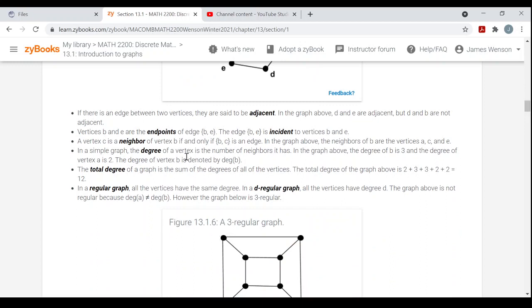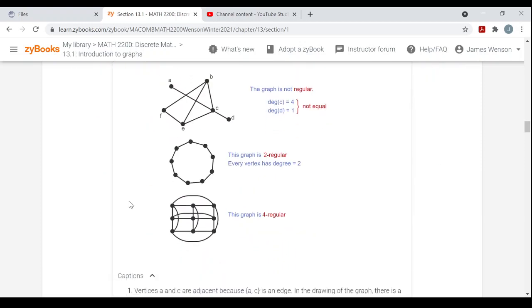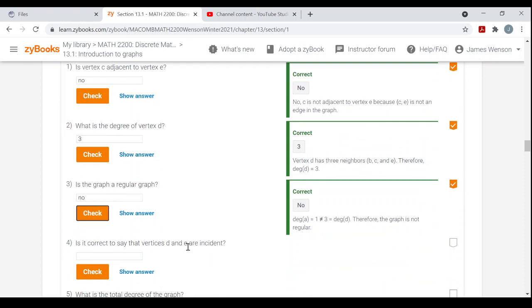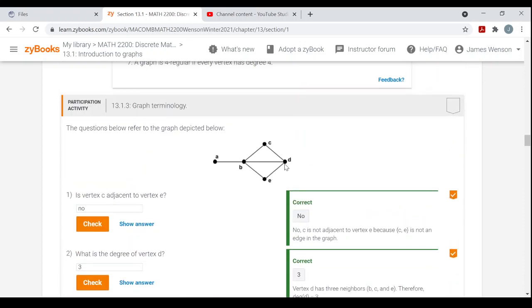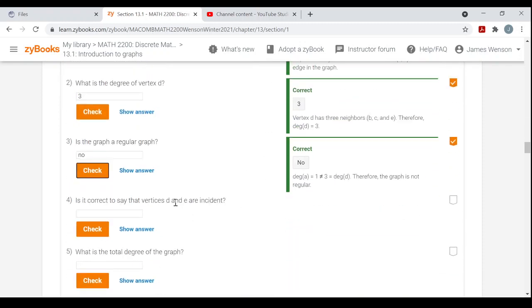An edge is incident to vertices. You don't say that 2 vertices are incident. You say that an edge is incident to 2 vertices. So you might think, oh, D and E, hey, there's an edge between them, sure. But that just means D and E are adjacent, or you would say the edge DE is incident to vertex D and vertex E. So it's not correct to say that two vertices are incident.